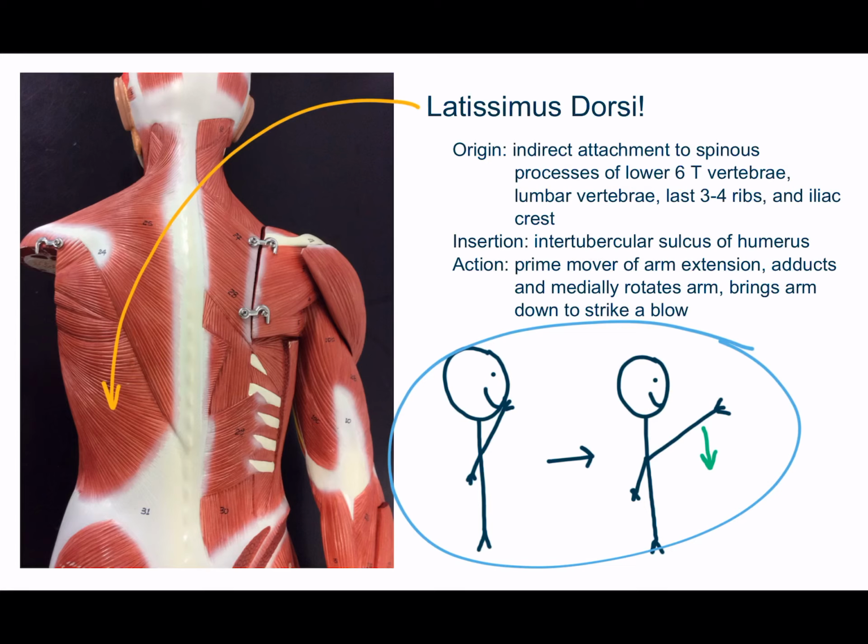But it originates, it has an indirect attachment, to the spinous processes of the lower 6 thoracic vertebrae, which is like the vertebrae that run behind your ribs. And then we have lumbar vertebrae, last 3 or 4 ribs, and the iliac crest. So it's got a really wide range too. Its insertion is on the intertubercular sulcus of the humerus, which you wouldn't expect, but it's the same intertubercular groove. It medially rotates your arm and it brings your arm down to strike a blow.